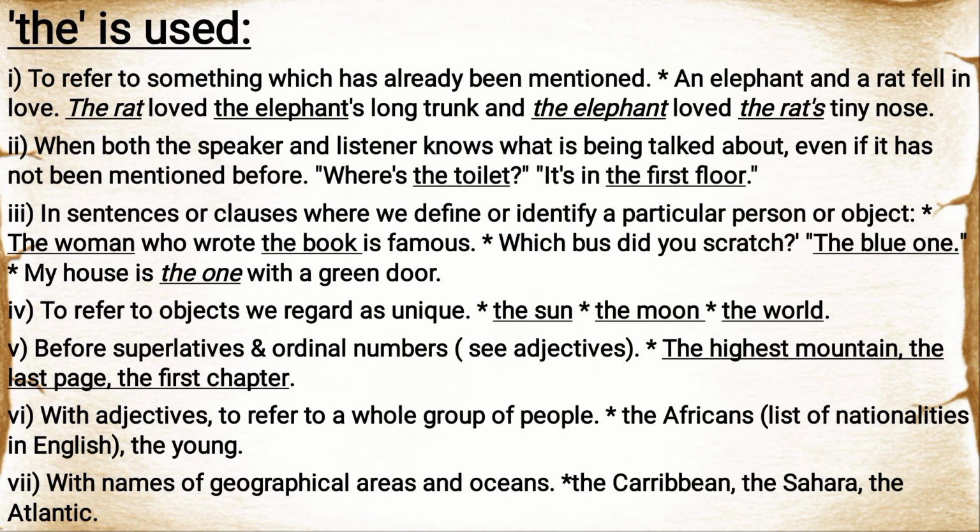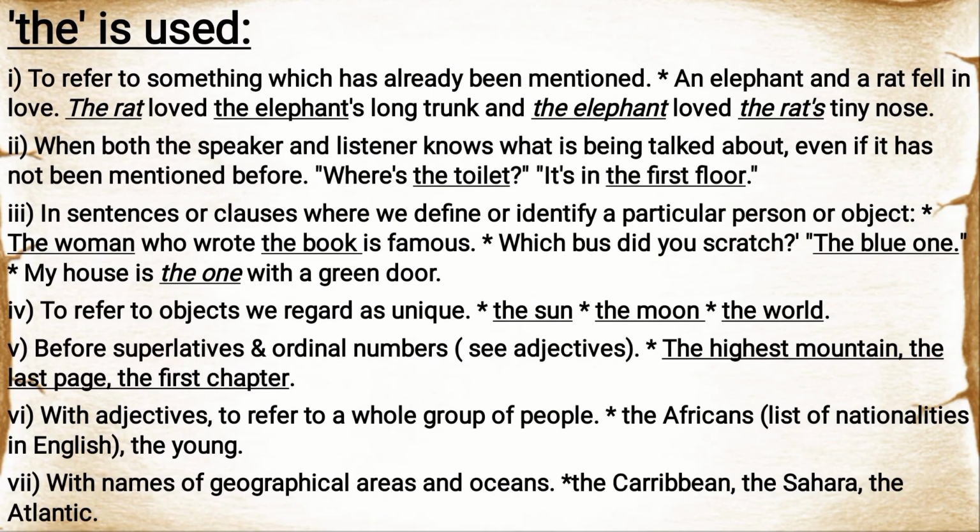5. Before superlatives and ordinal numbers, see adjectives. Examples: the highest mountain, the last page, the first chapter. 6. With adjectives, to refer to a whole group of people. Examples: the Africans, list of nationalities in English, the young.